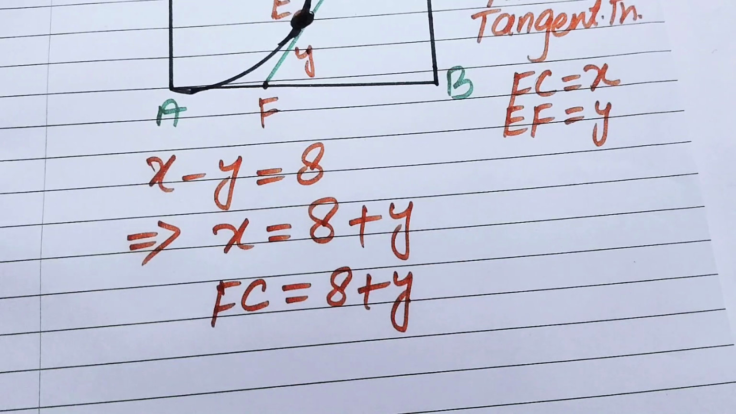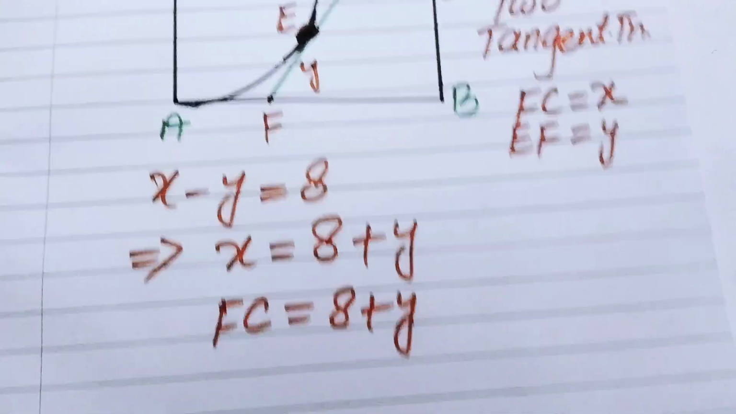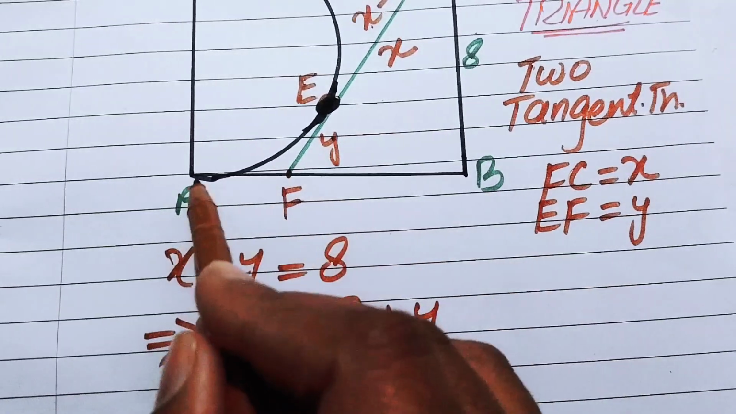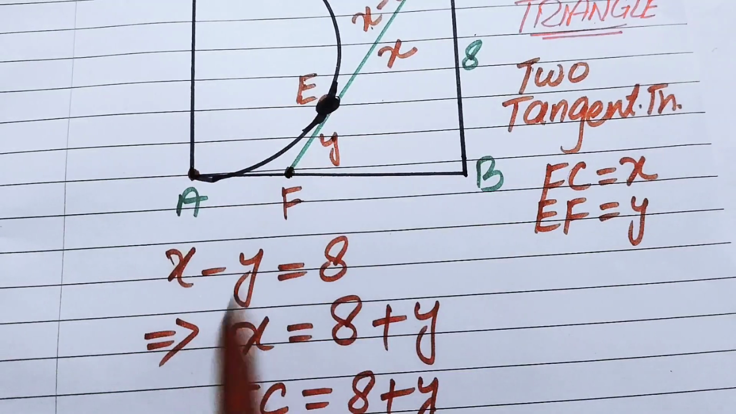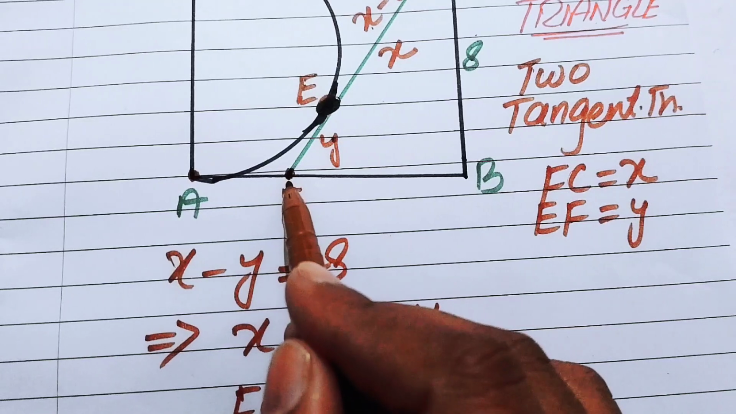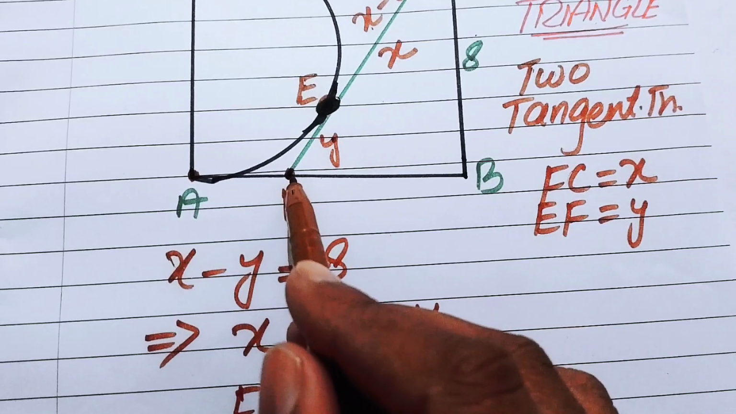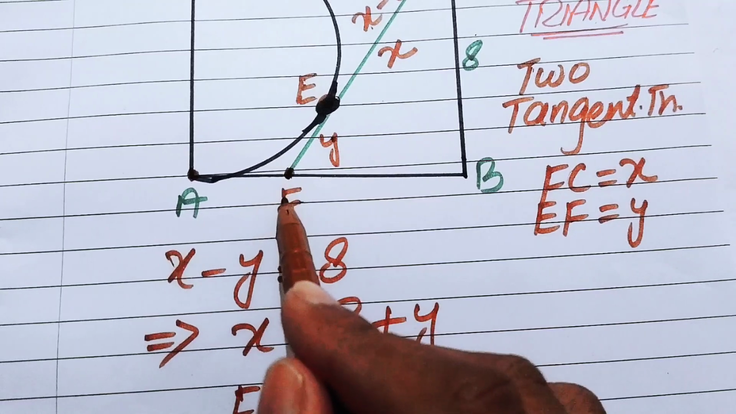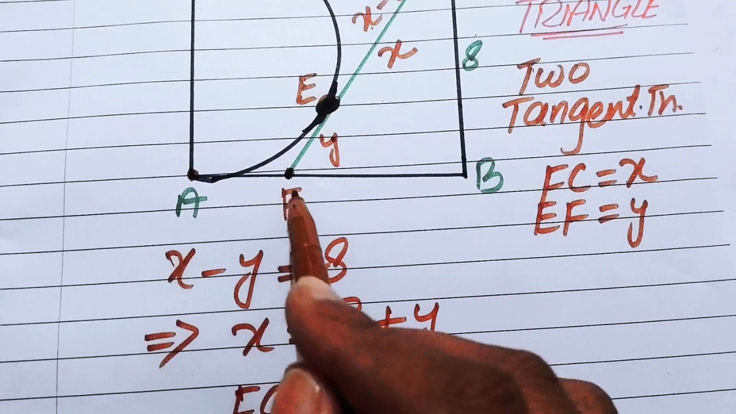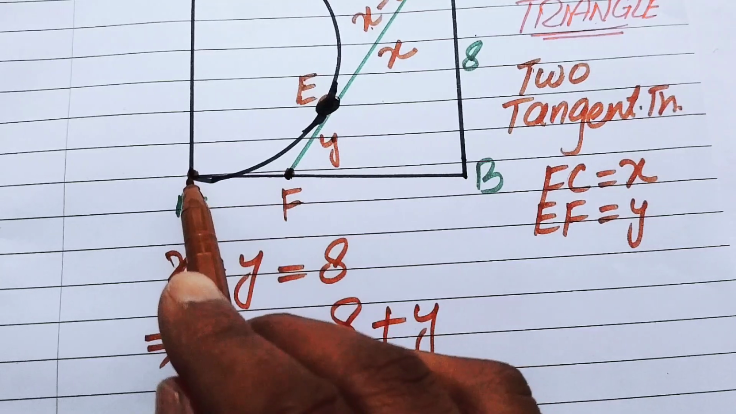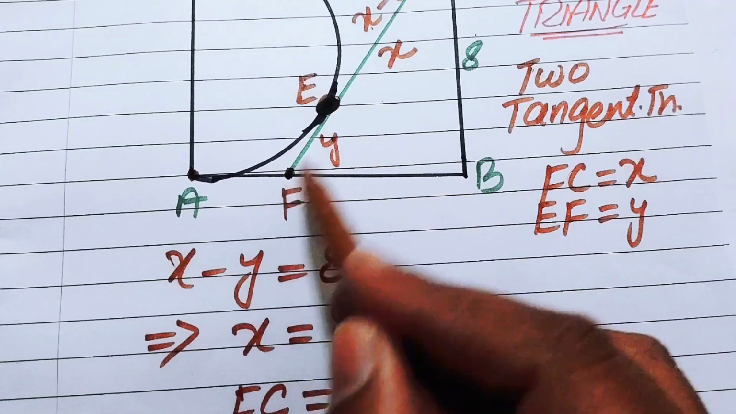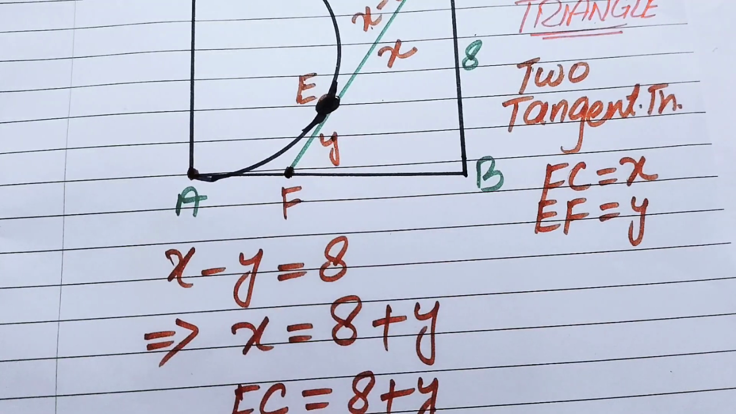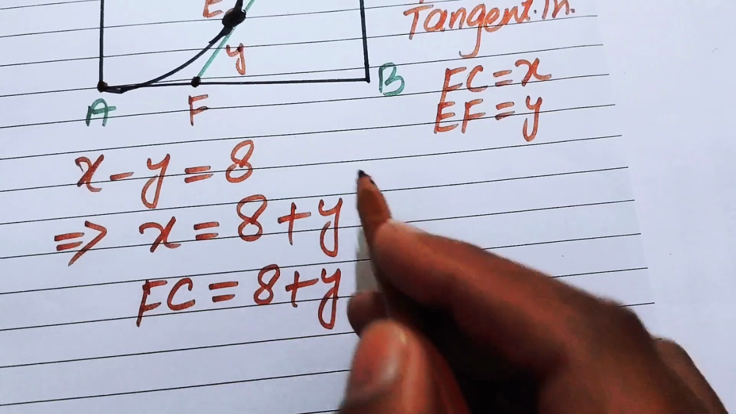And now in the next step we again use the two tangent theorem on this area. So here we have the point A, the point F and the point E. In point F we have two line segments which are tangent to the circle. The one tangent drawn from this point F is FA, and the other tangent is FE. So these are the two tangents, and these two tangents are equal according to the two tangent theorem.